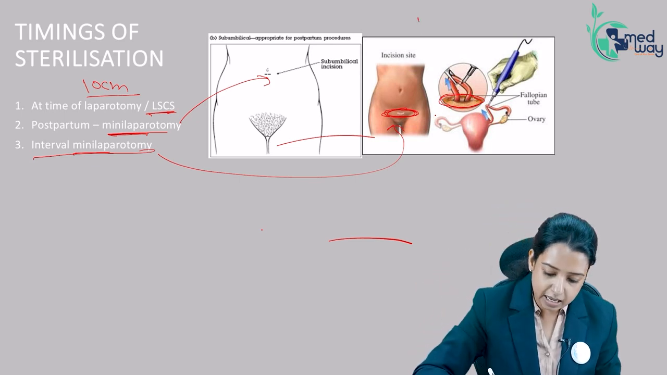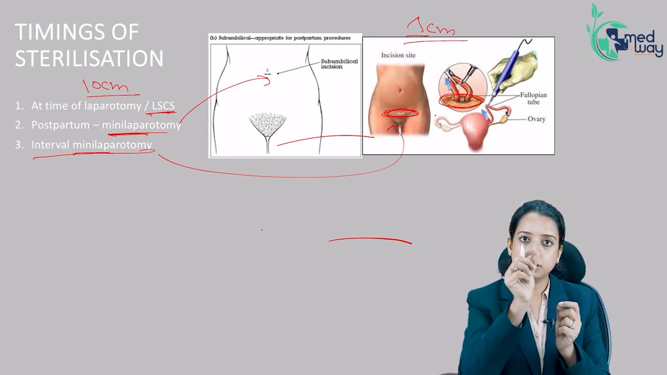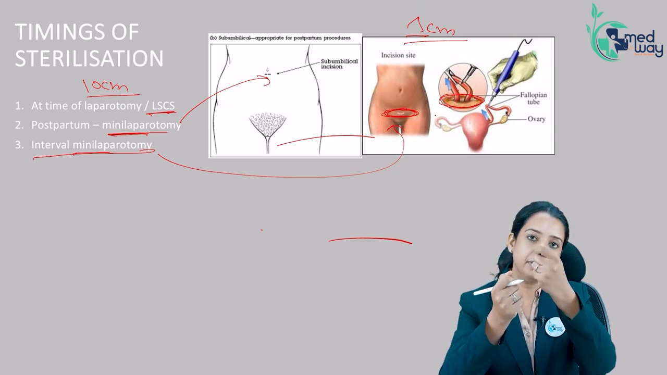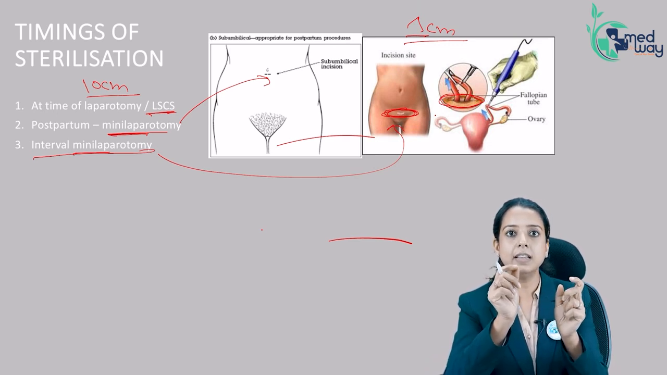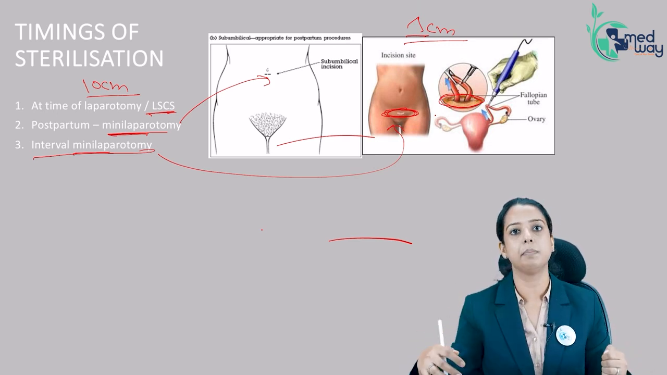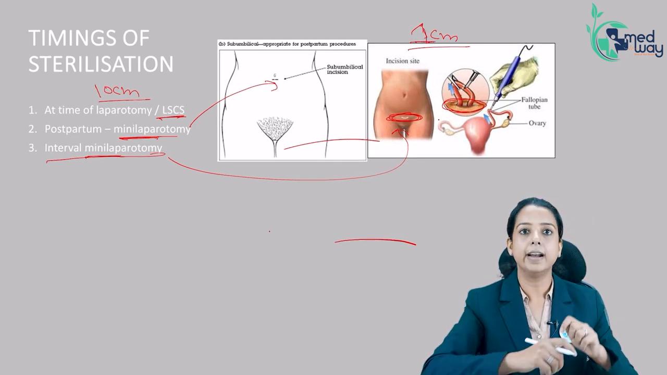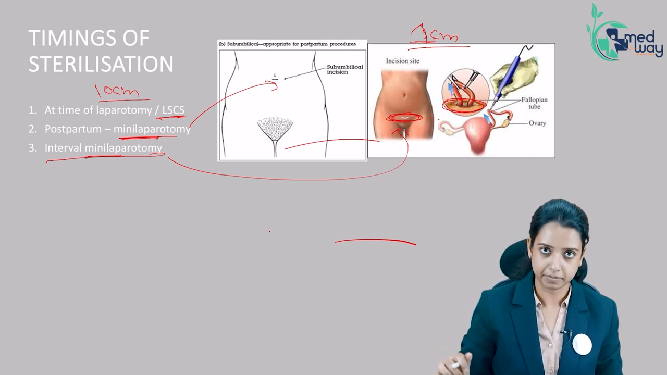At least a 1 centimeter loop of the tube has to be taken out, because you have to tie the ends and cut it. If it is only a small segment and you tie and cut it, what will happen? The ends will slip out of the suture. You want sufficient length, so that when the suture is tied, they don't slip out. So at least 1 centimeter of the segment of tube is taken out, and it is surgically tied and cut. That is what mini lap is.